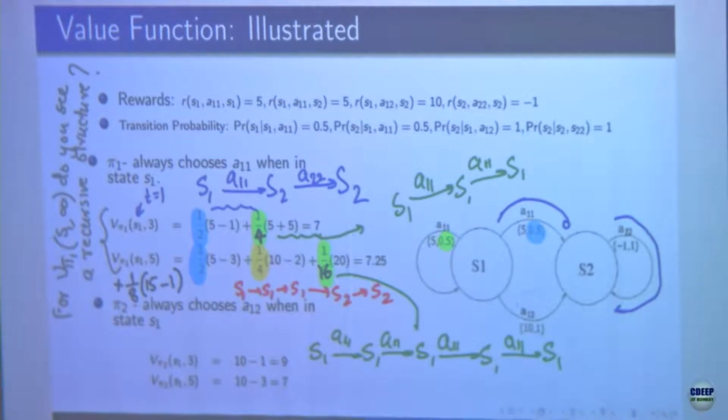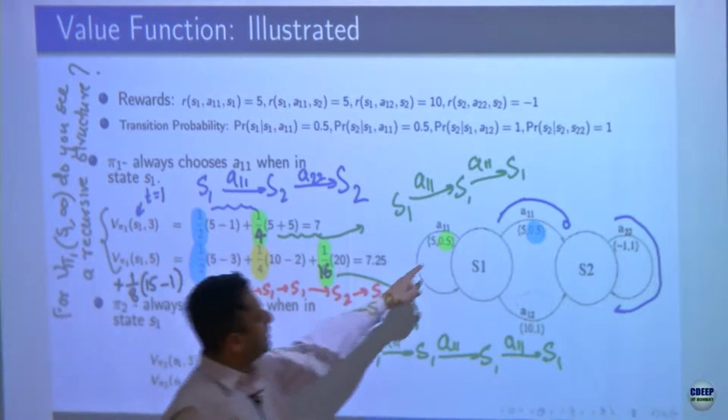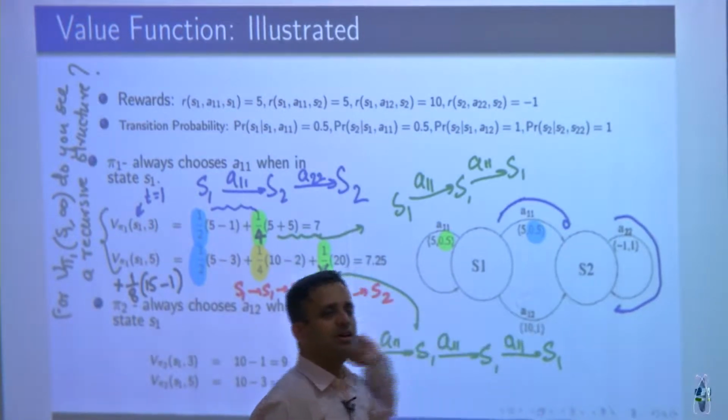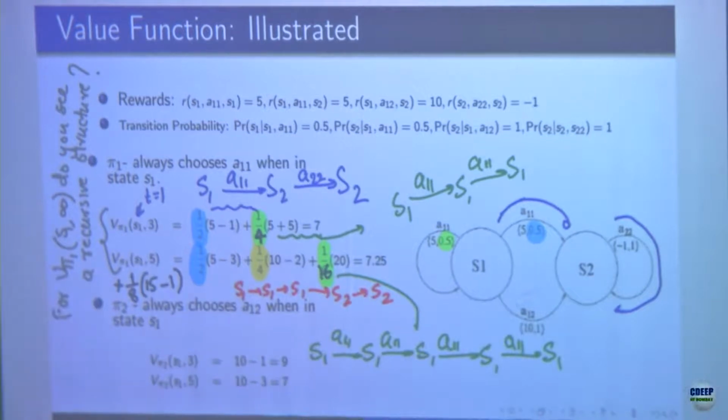Oh, then this should also be 1 half, right? No, but by the way, this is pi 1. This pi 1, policy pi 1 doesn't allow A12 at all. So, you're right. Okay, so I had written it correctly, I don't know why I changed it. Okay, so this was right, this was also right. I was only missing an additional term, that's all, yeah.